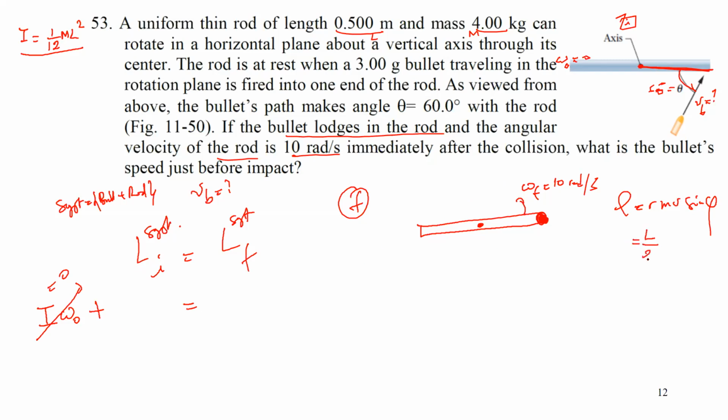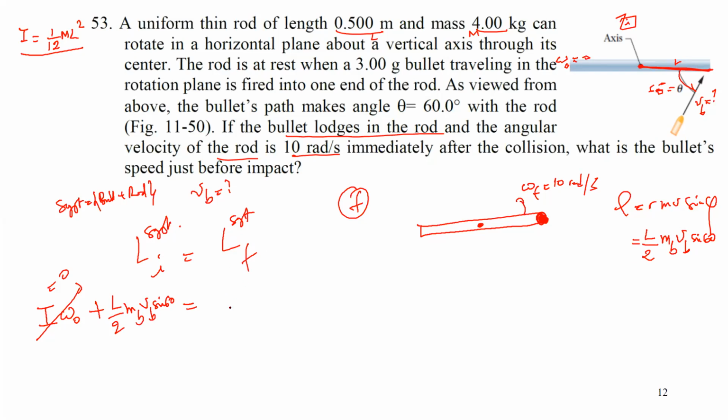Is the distance L by the Pythagorean theorem? No, it's just half of the length, because just before the collision, you look at it here. So it's just half of the length. Mass of the bullet multiplied by speed of the bullet times sine 60 degrees. So here I will have half of the length, mass of the bullet, speed of the bullet multiplied by sine 60. And this is equal to L system final.